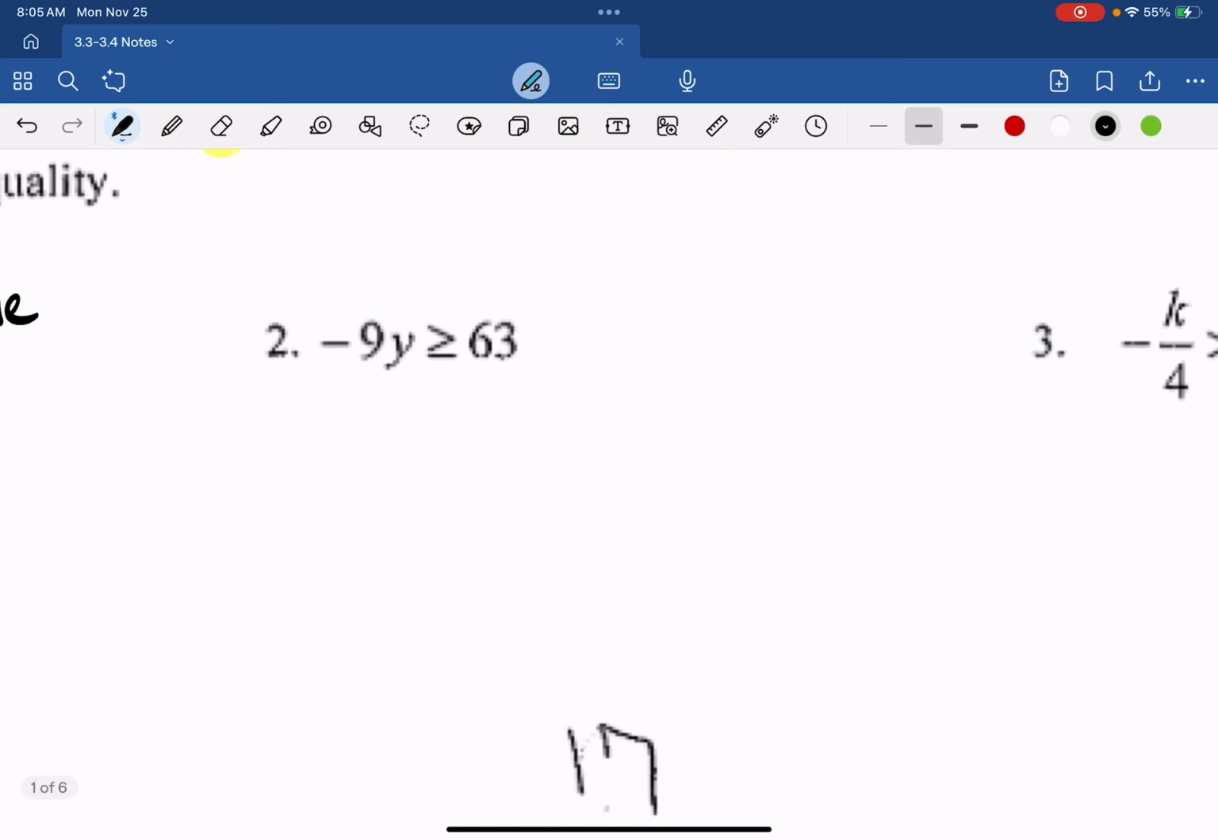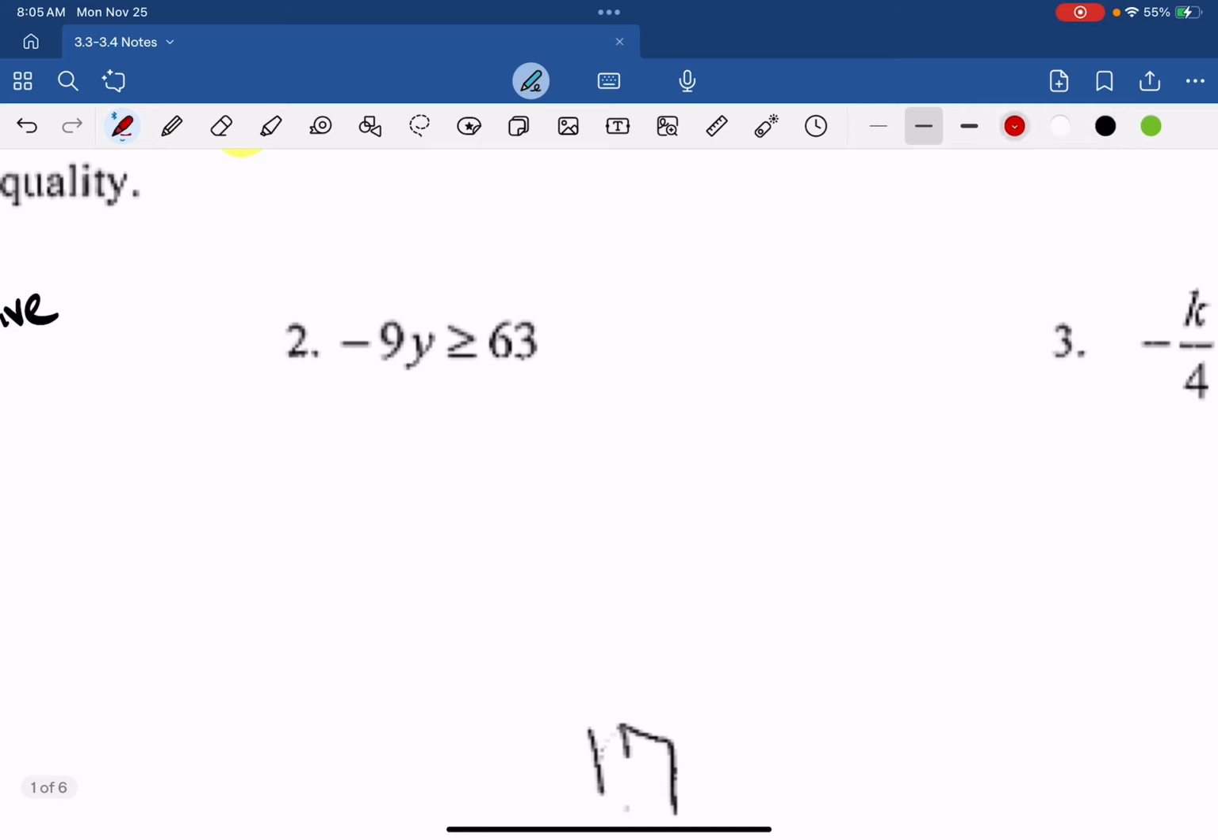Look at number 2. Okay, so again, I'm going to draw my line down the middle. I notice that I have my y here. That's what I'm trying to get by itself. And I know that I have negative 9 times y. That's what's happening. So to do the inverse, I'm going to have to divide by negative 9.